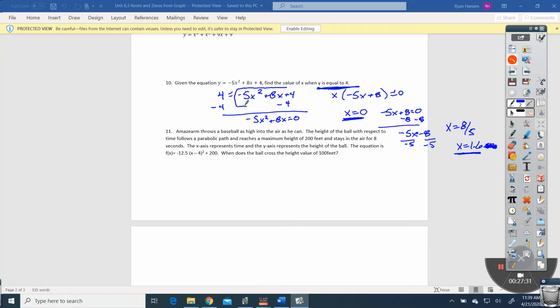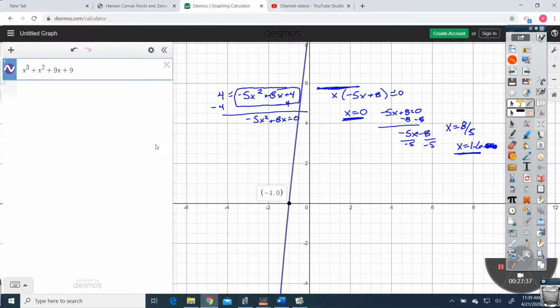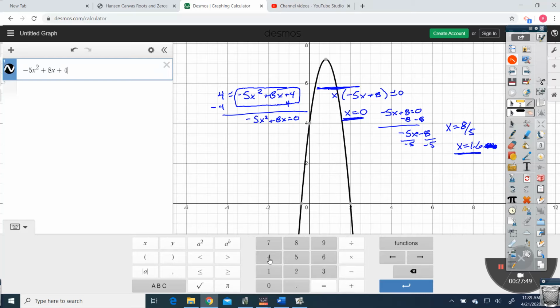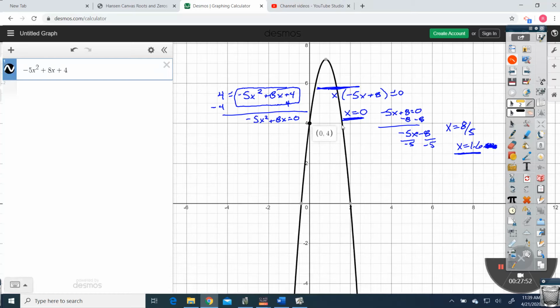Again, I could just graph this part. So let's just do that real fast. Go to this calculator. Clear that one off, type this one in. I get negative 5x squared plus 8x plus 4. So when does the y value equal 4? Right there and right there, which is 1.6, if you could see it behind my little cursor there. So 1.6 is where the y value equals 4, which is what we have. So that's how you can do it both graphically and using your calculator.